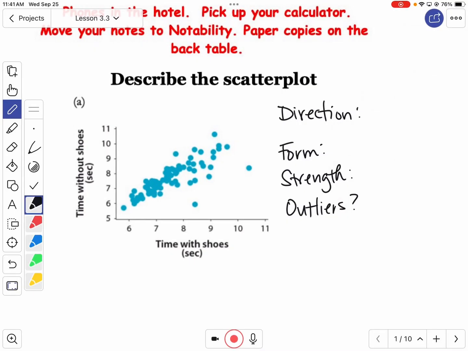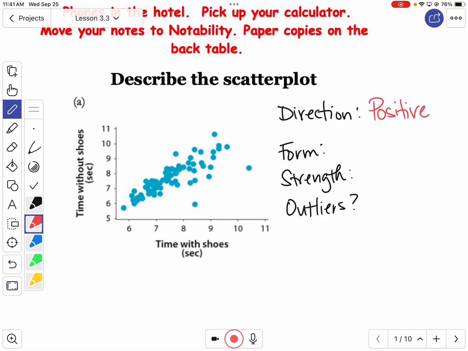All right, so yesterday we started talking about scatter plots and what they look like and what they can tell us and all that good stuff. So here's one. It's talking about our time with shoes versus our time without shoes. I don't know what we're doing, but I'm going to assume maybe running. So what direction would you say that scatter plot has? Positive, right? It looks like it's increasing. So it's positive.